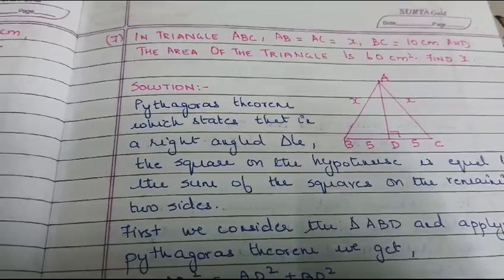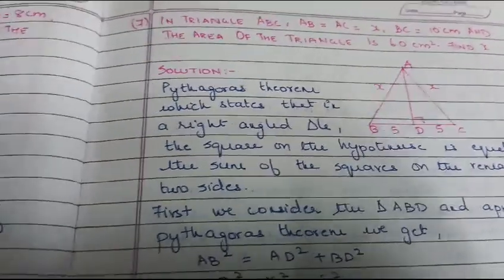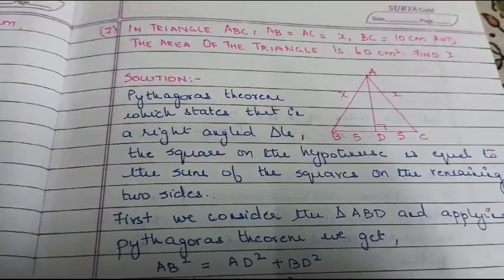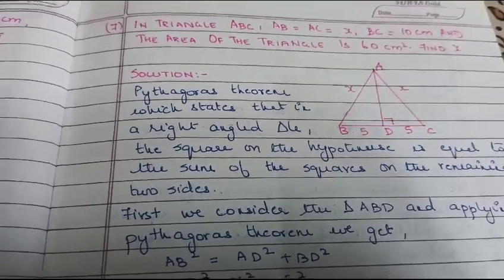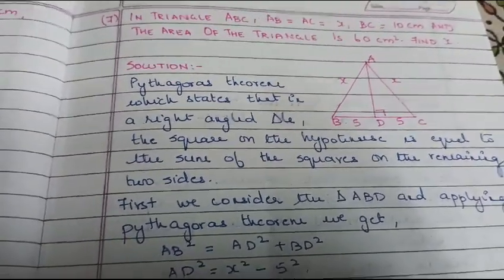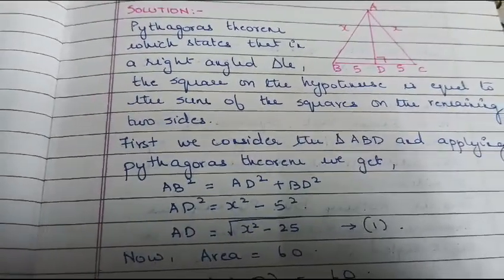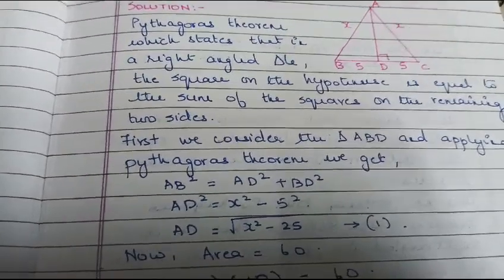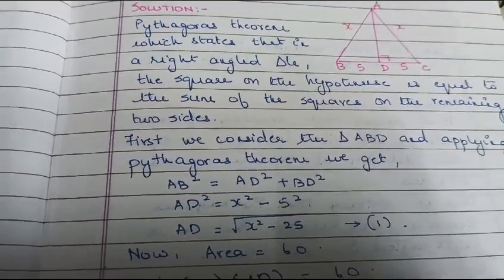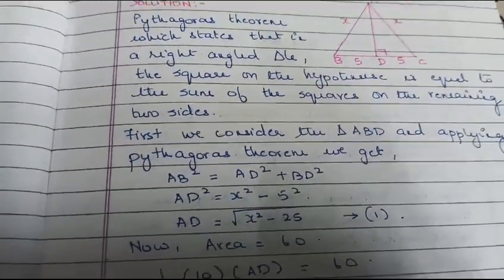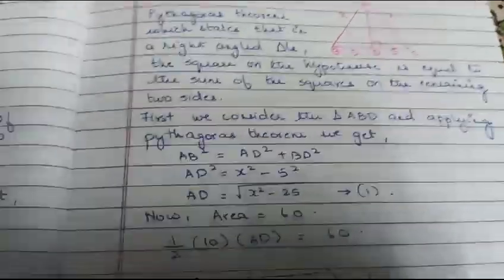Pythagoras theorem, which states that in a right angle triangle, the square on the hypotenuse is equal to the sum of the squares on the remaining two sides. First, we consider triangle ABD and applying Pythagoras theorem, AB square is equal to AD square plus BD square. AD square is equal to x square minus 5 square. Therefore, AD is equal to root of x square minus 25. That is equation 1. We know that area is equal to 60.